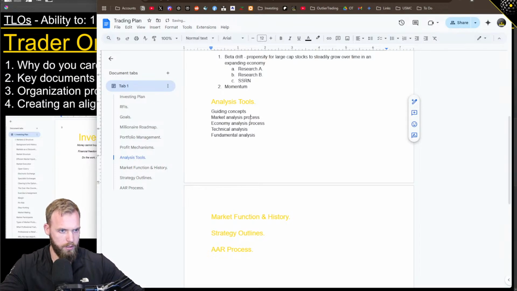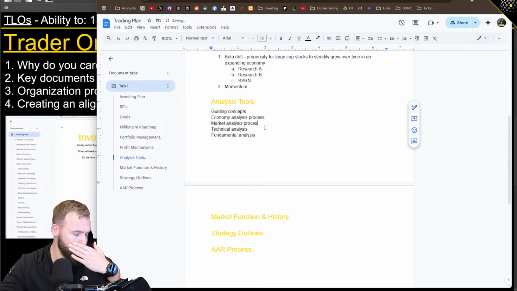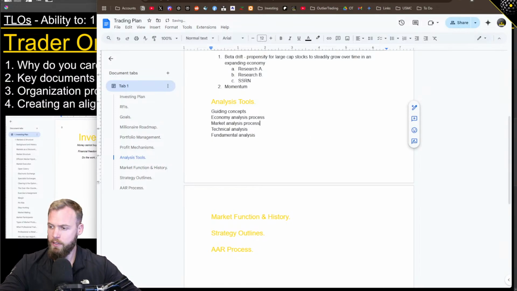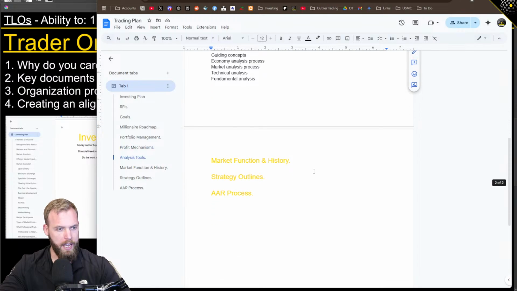And realistically, these would be switched for me. You could even see as I'm filling it in, like things move, right? And these would be literally a list of analysis tools. Then market function and history. This is just that optional note stuff.